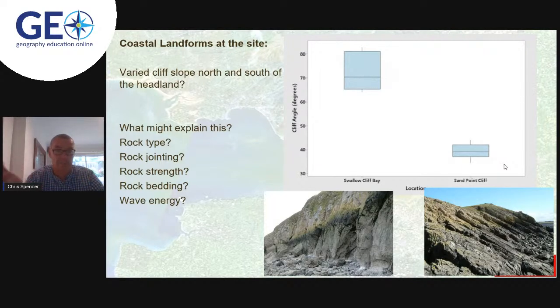No difference in jointing. Rock strength doesn't vary. It's all limestone, so the rock type doesn't vary. And when we look at the bedding, that doesn't vary either. So it's feeling like we've maybe missed something here. But when we explore this through, I'll explain to you how the rock bedding is hugely influential, even though it doesn't vary between the two sites.